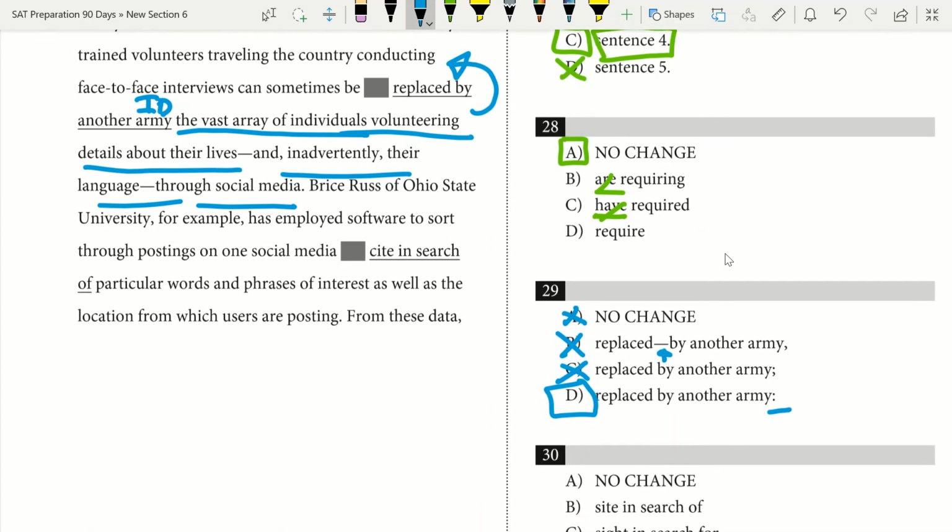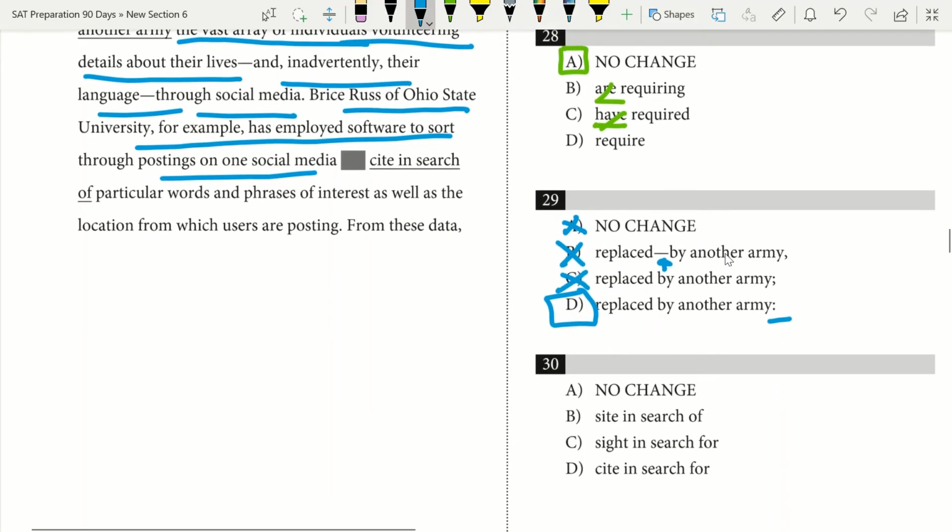Now, we still have to answer 25, I believe it was, which is talking about the human collection of data and what that kind of, its importance and its role is nowadays, so just keep that in mind as well. So we have Bryce Russ of Ohio State University, for example, has employed software to sort through postings on one social media site. That's the wrong site. This is a homophone question. Okay, the correct version of site here is S-I-T-E. Okay, S-I-T-E, that is a website, right? That would be a .com or a .gov or whatever, okay? That's referring to a website.